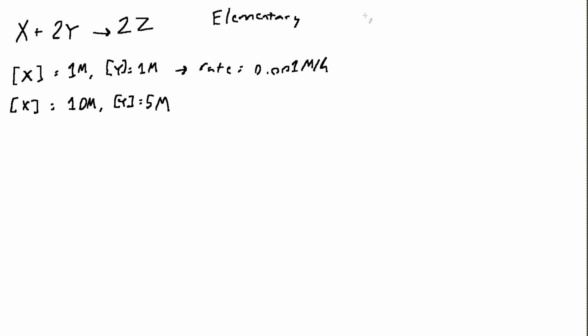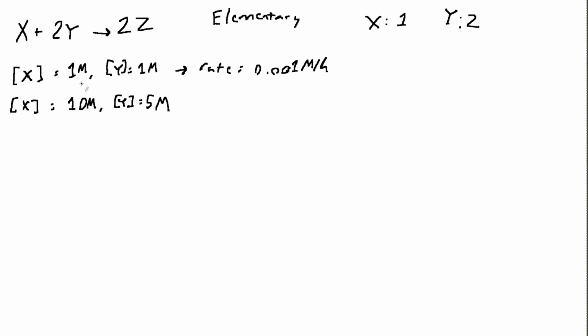We know that its order with respect to x is 1, because the coefficient of x is 1 here. And we know that with respect to y, it's 2. So how do we calculate the rate? Well, we have a basis here. We know that the rate is 0.001 molarity per hour in these conditions.